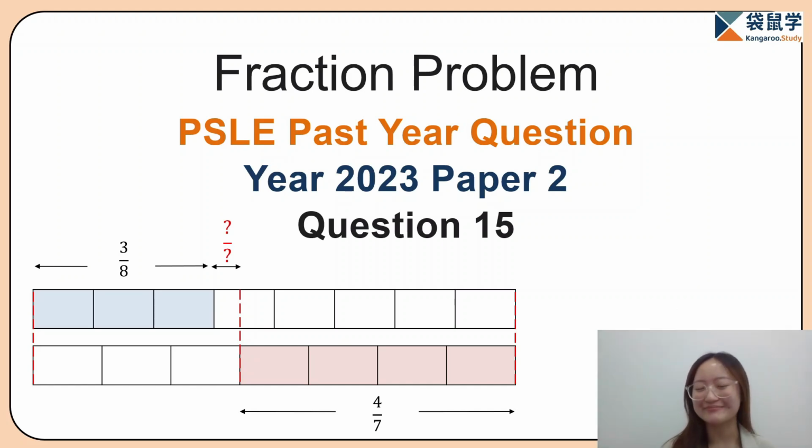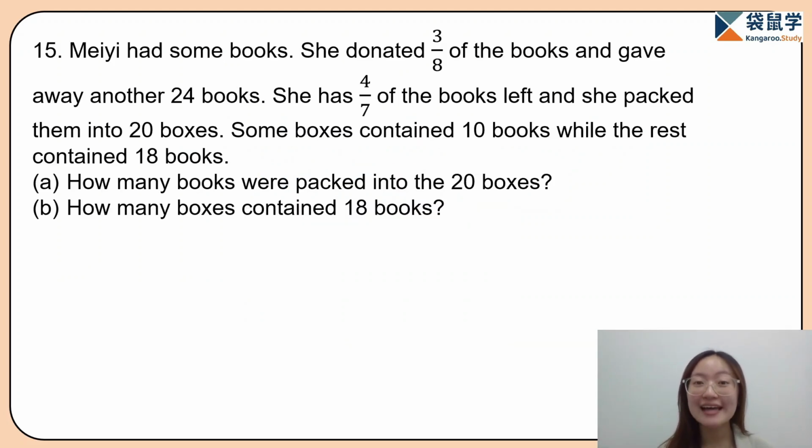So let's begin. Mei Yi had some books. She donated 3/8 of the books and gave away another 24 books. So we have a fraction and an exact value. So let's underline these important information.